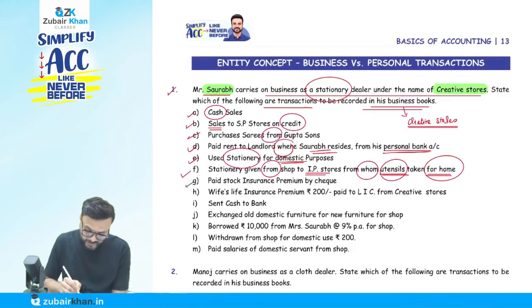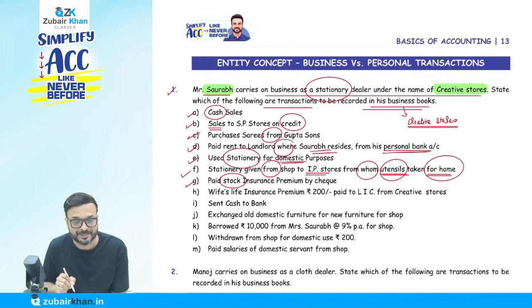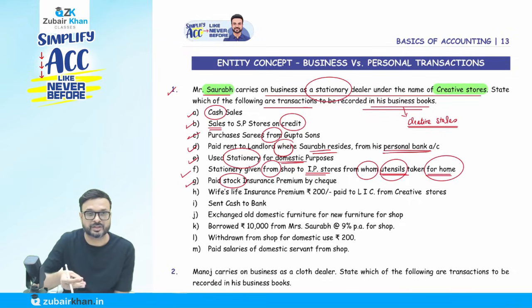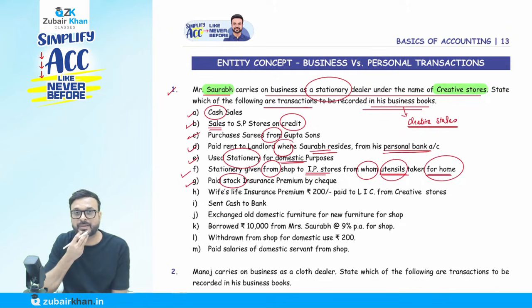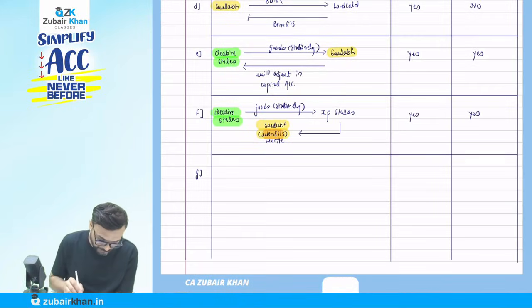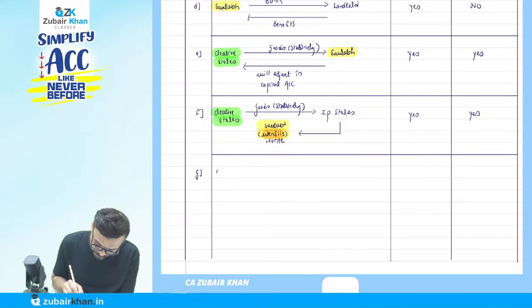It says here now, paid stock insurance. Where do we keep the stock? Business stock. What do I mean by stock? Stock of a station, the goods which we sell. So we take insurance. Paid stock insurance premium by check. So Saurabh is not involved here. So write down here now: Creative Stores.